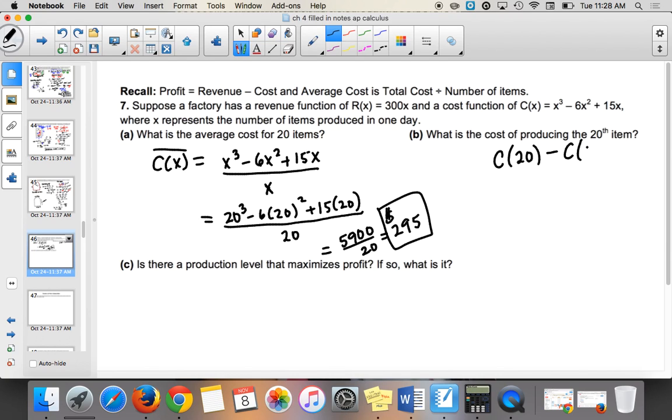The cost of the first 20 minus the cost of the first 19, right? That would be the cost of the 20th item. Does that make sense? The cost of the first 20 items is 5,900. We just found that. And then the cost of the first 19, plug in 19. Anybody have it? Plug in 19 into the cost function. That was 4,978. So we get a total of $922. Ooh, that's a lot. Is that right? So it's more expensive to create the 20th than the first one, I guess.